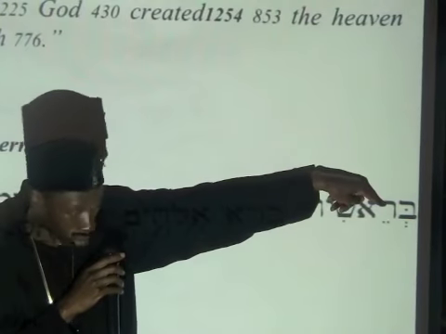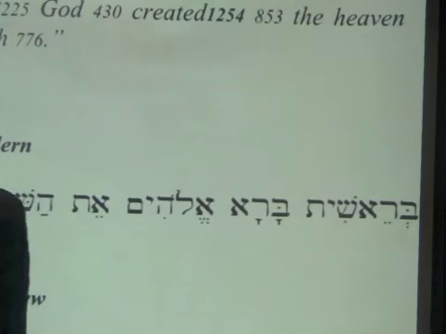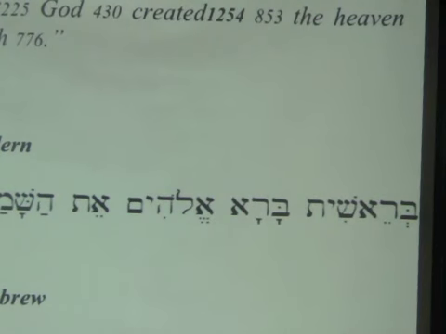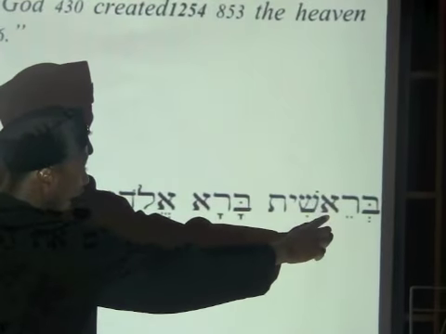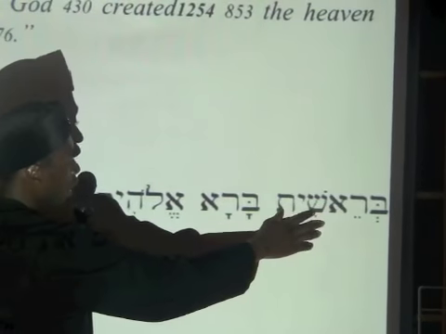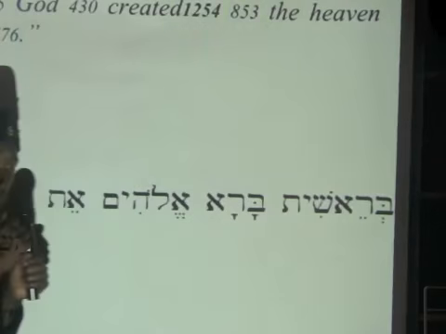Then you have this here. This gives you Rosh. The Resh represents head. Rosh is the word for head in Hebrew. This is your R. This is your A, O, or I. We'll go through that later on. And this is your Shin. But this right here is head.